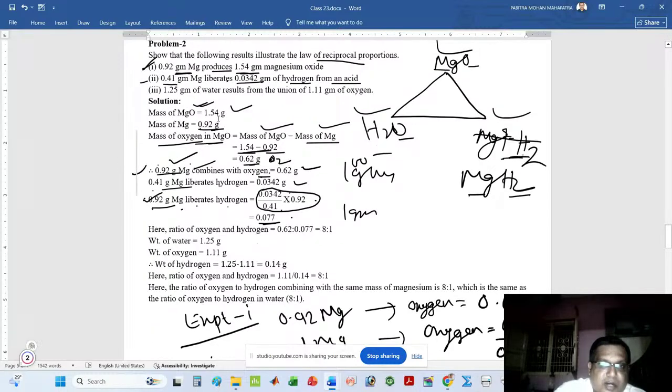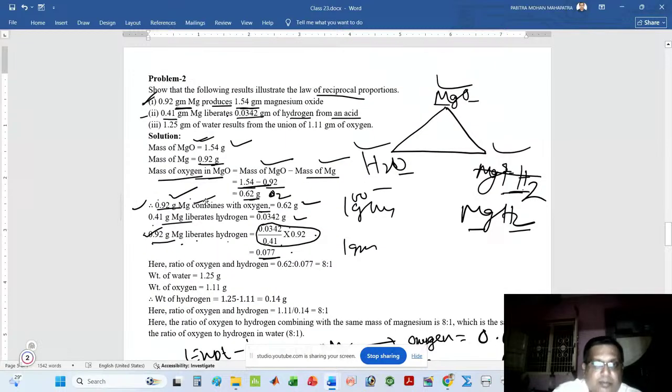Here 0.92 gram of magnesium is the given data in the question. So I do not proceed to 1 gram or 100 gram. I just kept 0.92 gram of magnesium. So in experiment II, it is highly necessary to bring 0.92 gram of magnesium and find what amount of hydrogen will liberate. That is our target. At least one element must be the same in both experiments. Whether you take 1 gram or 100 gram or 50 gram is your choice.